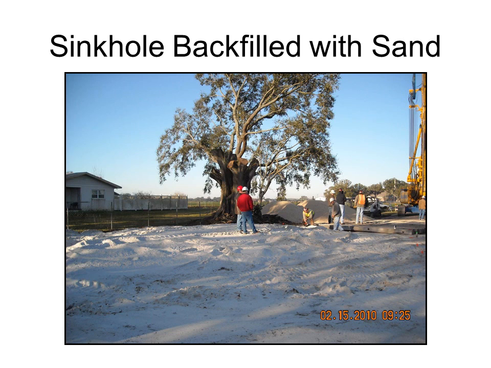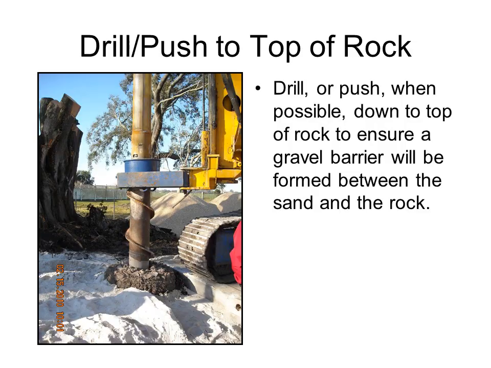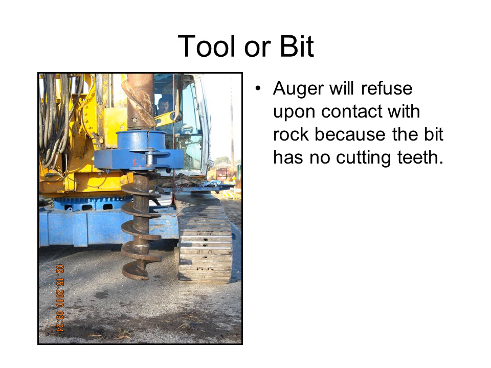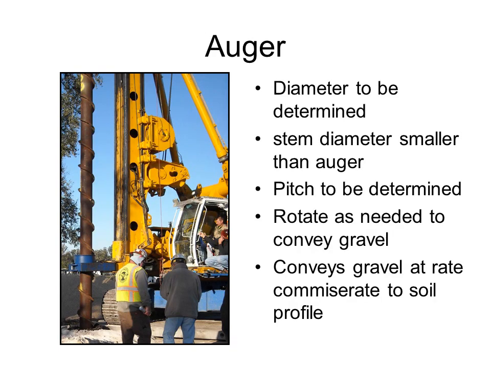In this example, a large sinkhole leading to the collapse of the surface structure, as shown earlier in the video, has been backfilled with sand. First, the tool is drilled or pushed down to the top of rock to ensure the gravel barrier will be formed between the rock and the overlying sand. The auger will refuse upon contact with the underlying lime rock because it has no cutting teeth, and therefore does no further damage to the rock.